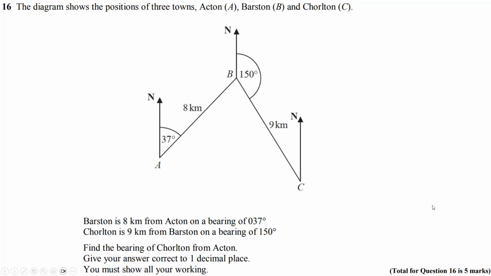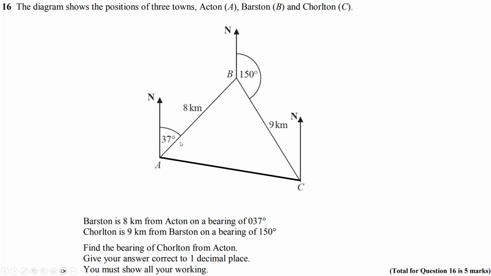The diagram shows the positions of 3 towns, Acton A, Barston B, and Chorlton C. Barston is 8 kilometers from Acton on a bearing of 37 degrees. Chorlton is 9 kilometers from Barston on a bearing of 150 degrees. Find the bearing of Chorlton from Acton. So it says Chorlton from Acton, so we're starting at Acton and we're going to Chorlton. So we want the bearing. So it's this angle here. Okay, so if we just draw a line here, it's this angle.